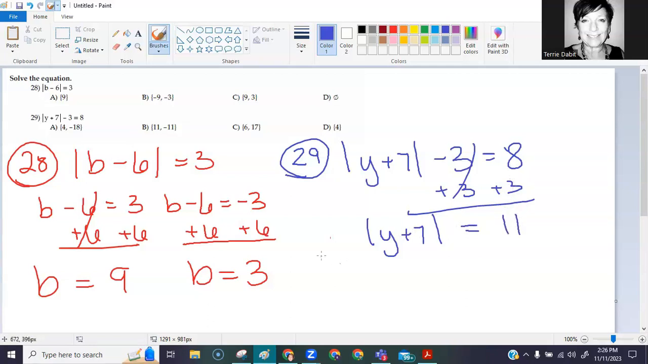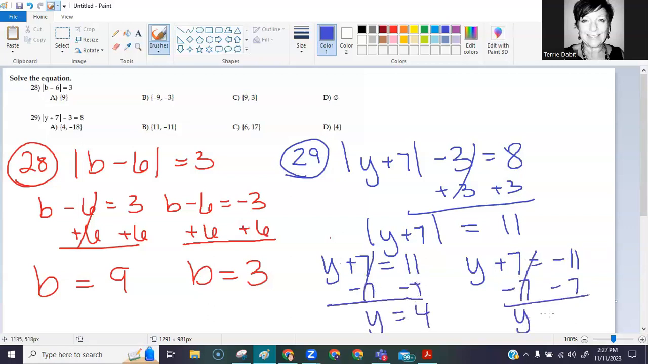Use the same formula. Take what is inside the bars, set it equal to the positive. Also set it equal to the negative. And then I do my one-step equation. And I will have that y is equal to 4 and negative 18.